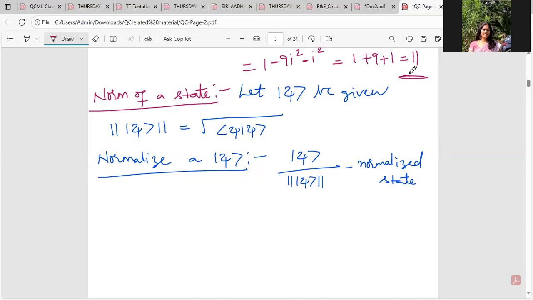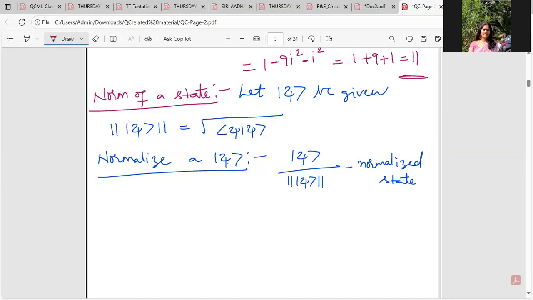Okay, let ket xi be given, a state. Then how do I find the norm? It is like our usual norm, and the notation is like our usual norm. The ket is enclosed in two parallel lines, and it is nothing but the root of the inner product. Suppose I have to normalize a state, then how do I normalize it? The state divided by its norm gives me the normalized state of a vector.